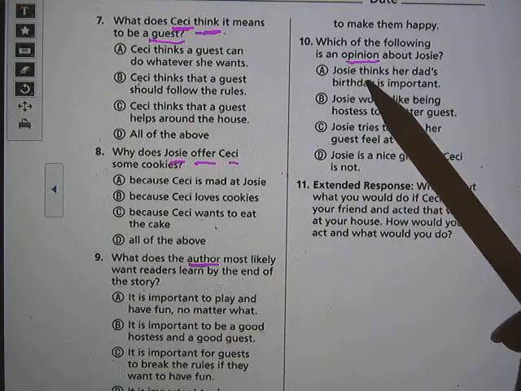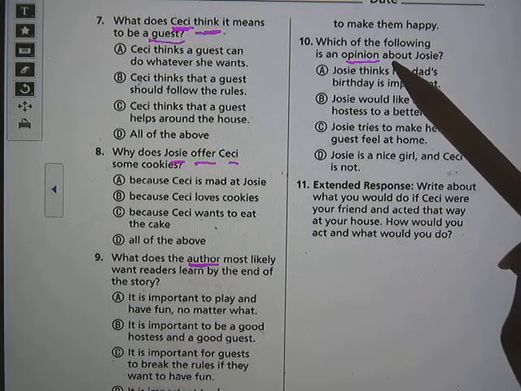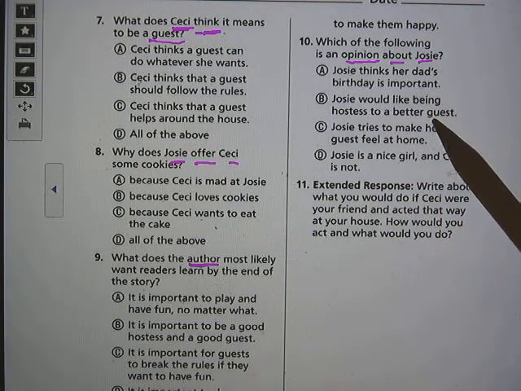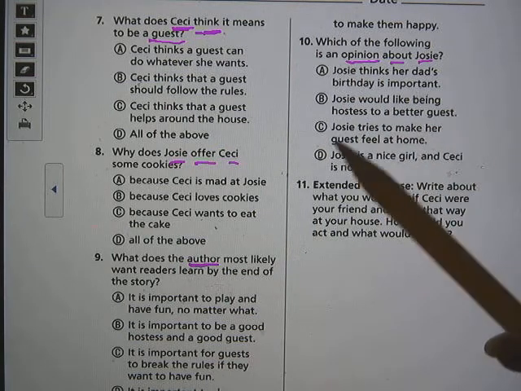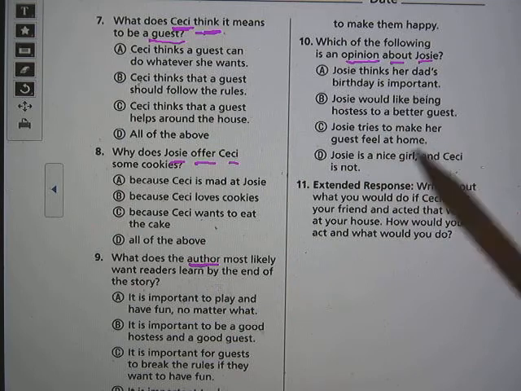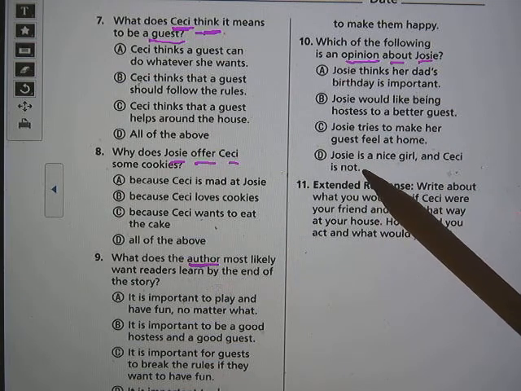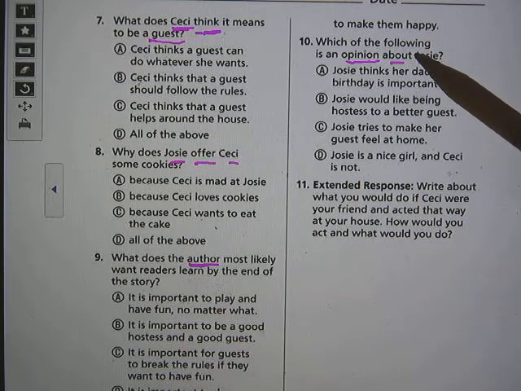A, Josie thinks her dad's birthday is important. Remember, we're talking about Josie. B, Josie would like being hostess to a better guest. C, Josie tries to make her guest feel at home. D, Josie is a nice girl and Cece is not. So we're only worried about Josie, okay? Which of the following is an opinion about Josie?